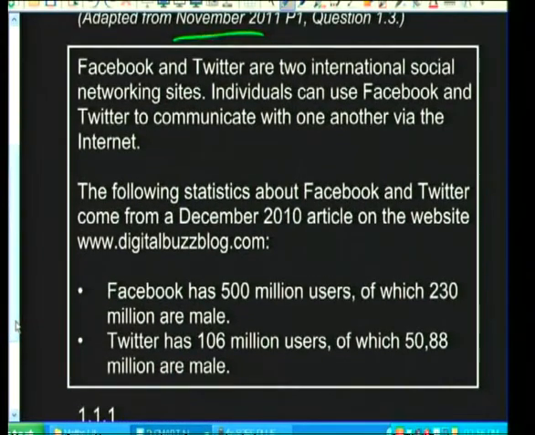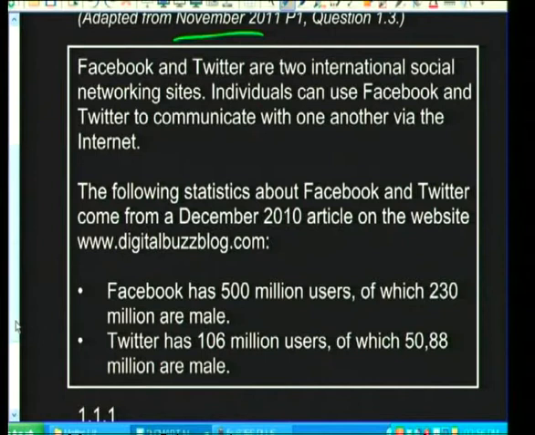Once we've read the question, I'm going to show you what I would do to it if I was answering it in my final matric exam. So, Facebook and Twitter are two international social networking sites. Individuals can use Facebook and Twitter to communicate with one another via the internet. The following statistics about Facebook and Twitter come from a December 2010 article on the website www.digitalbuzzblock.com. And these are the facts.